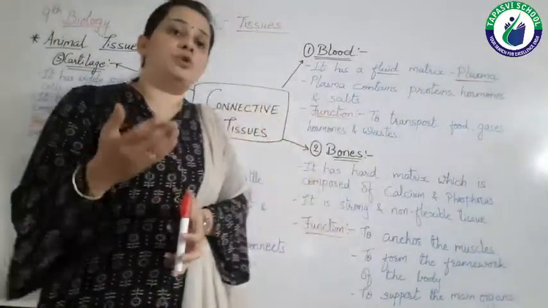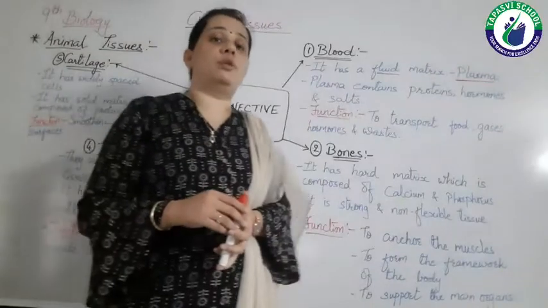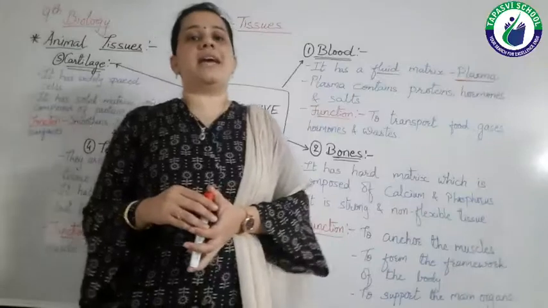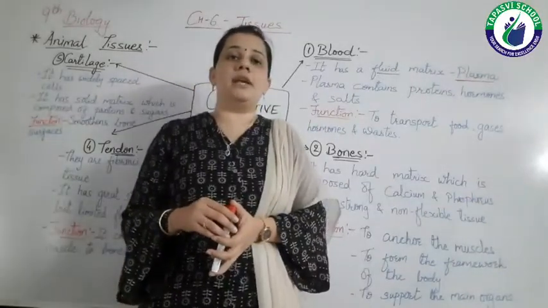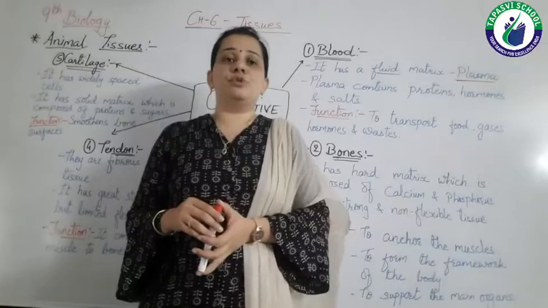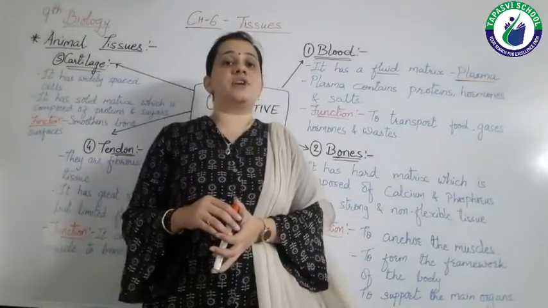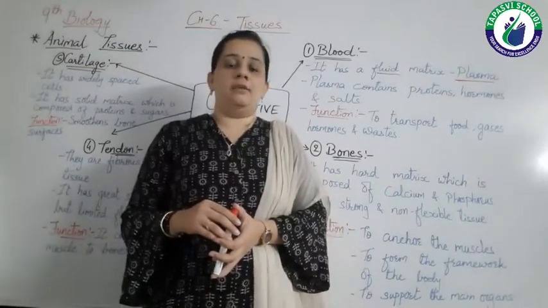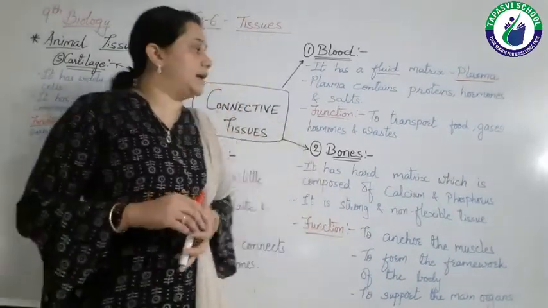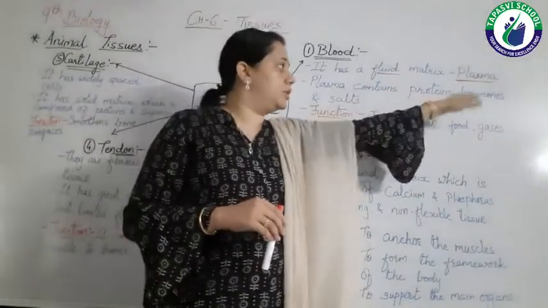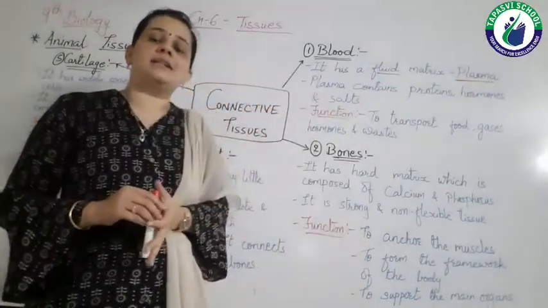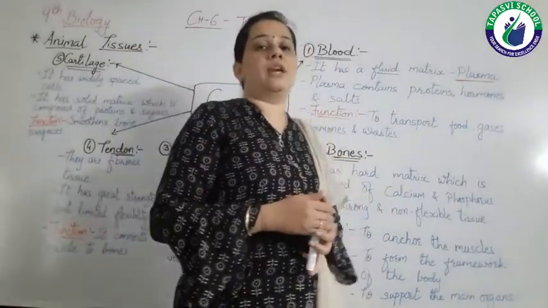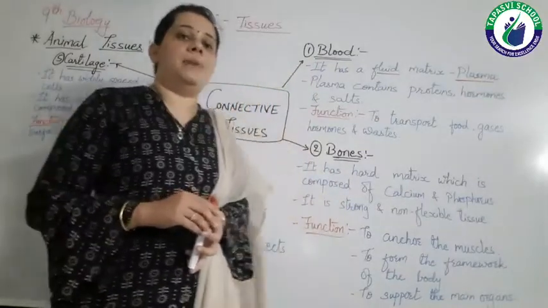Now, if you remember, we studied about hormones in the 8th standard. Hormones are nothing but the chemicals which are there in our body, and they are produced by different glands and directly mixed in the blood of our body, right? So the plasma contains various proteins, hormones and salts. Salts are nothing but the minerals like magnesium, potassium, calcium. Okay, these are present in the plasma.